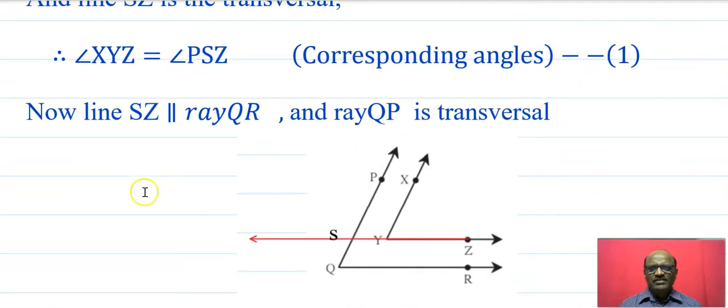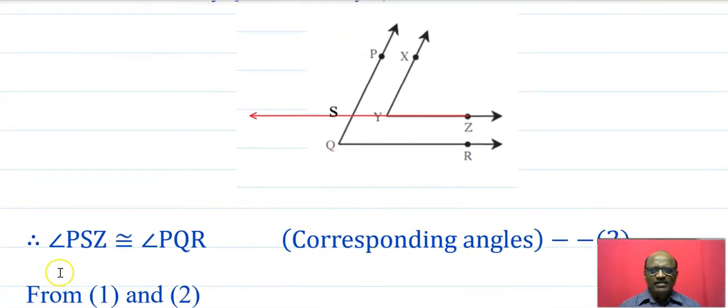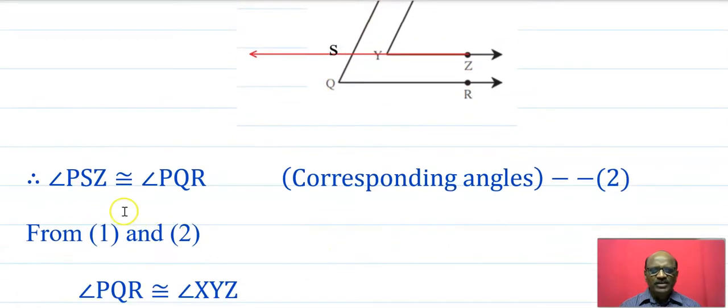Next, this is one. Now next, line SZ is parallel to ray QR and ray QP is their transversal. Therefore, angle PSZ is congruent to angle PQR. These are the corresponding angles.